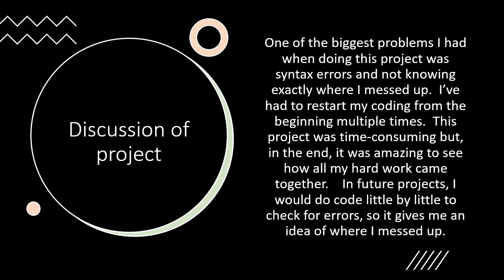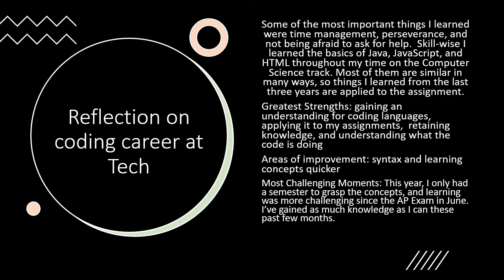In future projects, I would code little by little and check for errors so that it gives me an idea of where I messed up. Some of the most important things I've learned were time management, perseverance, and not being afraid to ask for help. Skill-wise, I've learned the basics of Java, JavaScript, and HTML through my time in computer science. Most of them are similar in many ways, so I learned things from the past that I could have applied to this assignment.